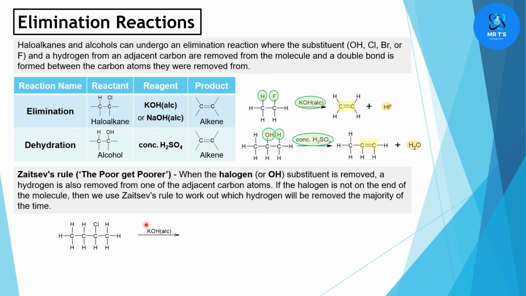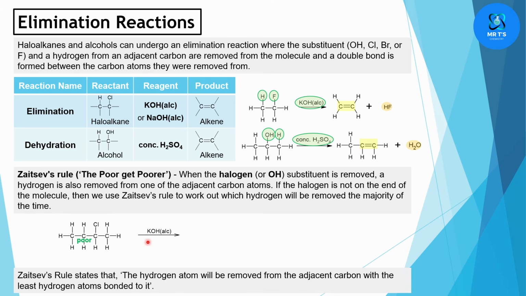So let's have a look at this example here. You can see that there is a chlorine substituent atom attached to this carbon. Now there are two adjacent carbons, the one on the left and the one on the right. By adjacent, I mean the carbons that are joined to the carbon that's joined to the halogen. Now the one on the left is said to be poor. The reason we say it's poor is because there are 2 hydrogens attached to this adjacent carbon, where the other adjacent carbon has 1, 2, 3.